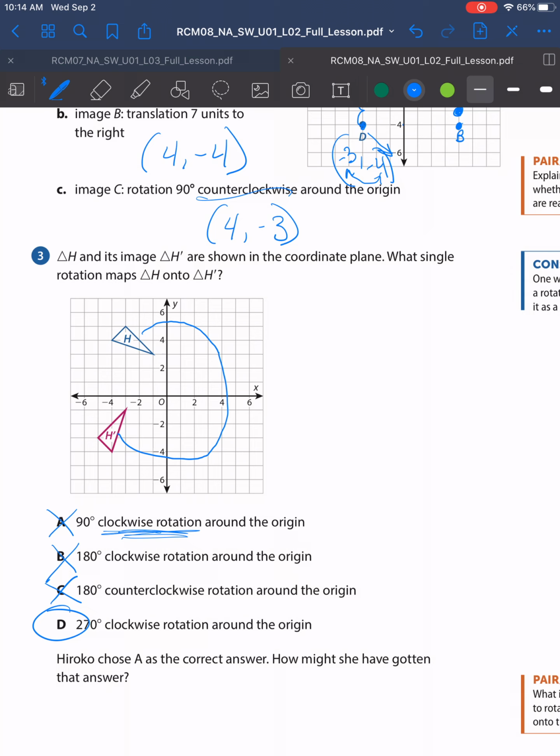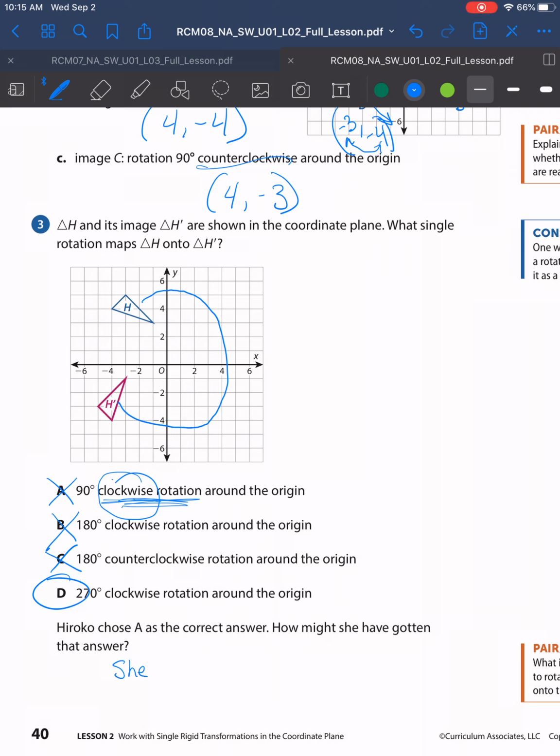But now, Haruko chose A as the correct answer. Why do you think she got that? Do you think maybe she didn't realize it said clockwise instead of counterclockwise? Because if this would have said counterclockwise, I think that she would have been correct. But since it's not counterclockwise, it says clockwise, that's why she's wrong. So I'm going to say she probably misread clockwise for counterclockwise.